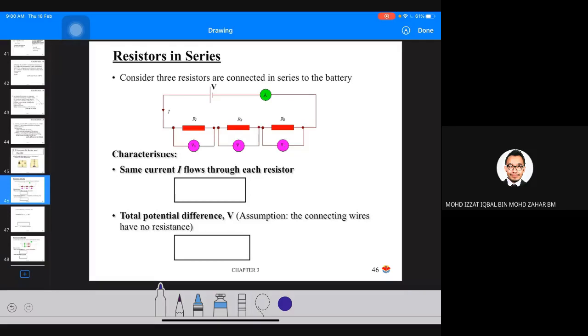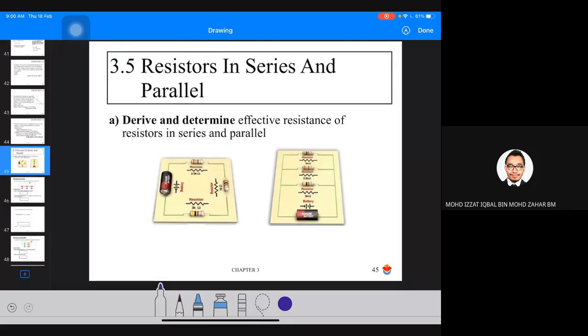Kamu boleh bayangkan circuit ni macam jalan, and current tu macam kereta. Katakan saya ada 5 ampere, so maybe kamu boleh bayangkan ada 5 kereta. Katakan ada 5 kereta going out here, and the same 5 cars will pass through the resistor, and the same amount will pass through the second resistor and the third resistor, because there's no other road, dia tak ada jalan lain. So the whole amount will pass through the same circuit.